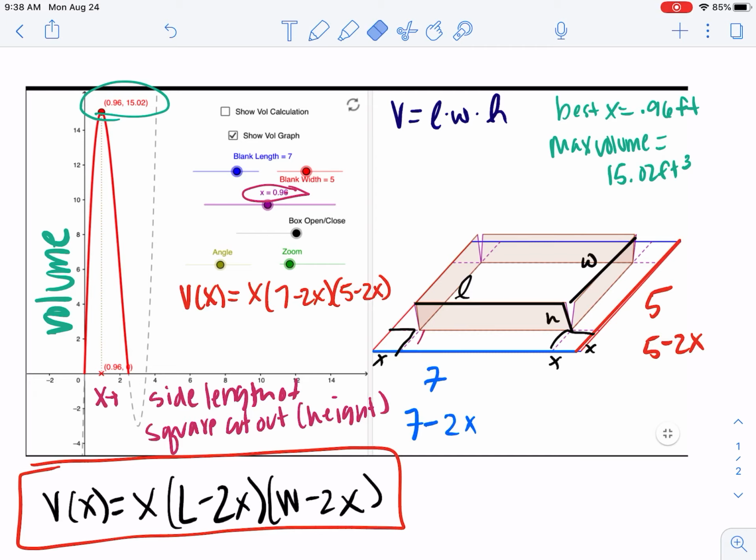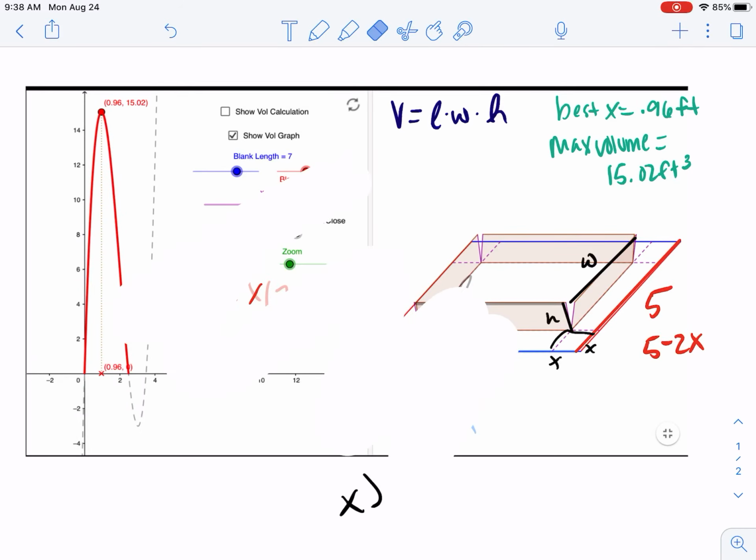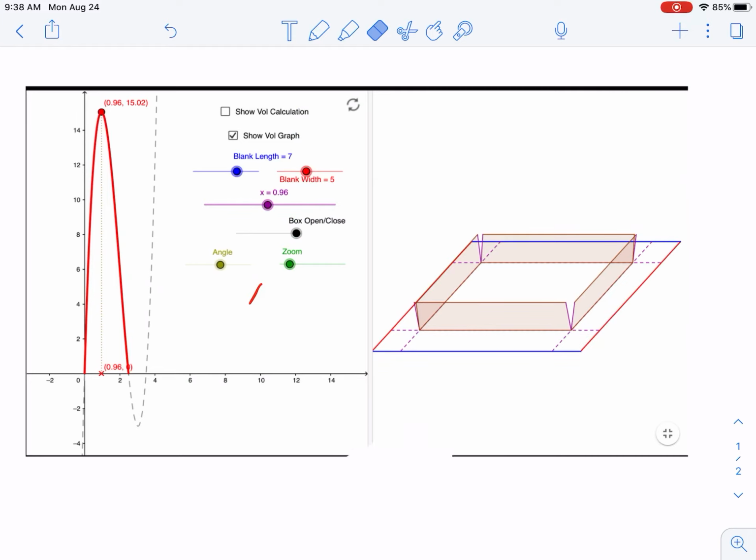What we didn't get a chance to talk about in class was the domain and range of this problem. So I'm going to erase some of this stuff now that we've looked at it. We notice that what they gave us is only here. They only highlighted this red part. But we see that the function keeps going. That's because our equation, V of x equals x(7 minus 2x)(5 minus 2x), is a full polynomial. It's infinite. It's going to keep going. However, this is the only part that's important to us.